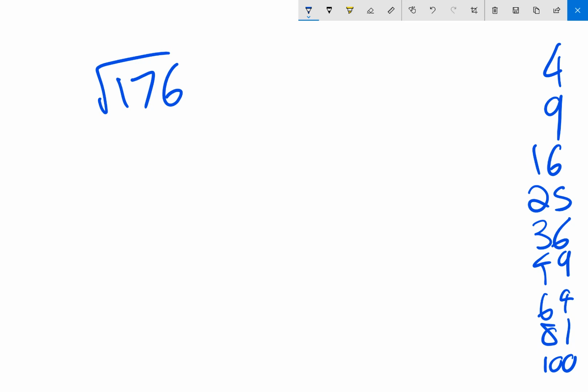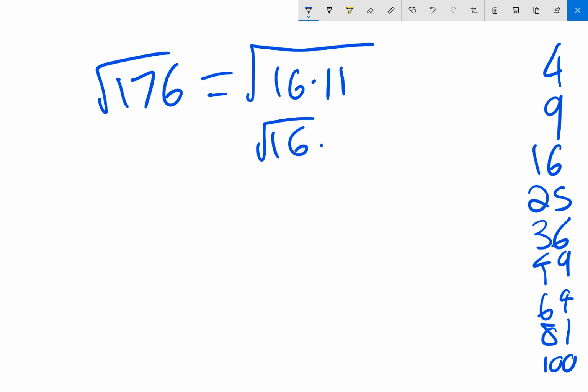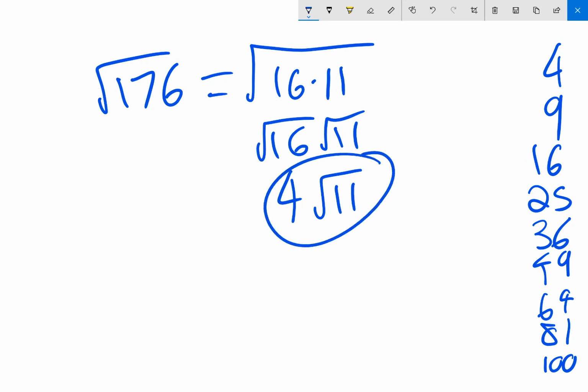So 176, we can break this into 16 and 11. 16 times 11 makes 176. So I split it up, and I do the square roots of each of these one at a time. The square root of 16 is 4, just a normal 4, and the square root of 11 cannot be simplified or broken down anymore. So that is the answer.